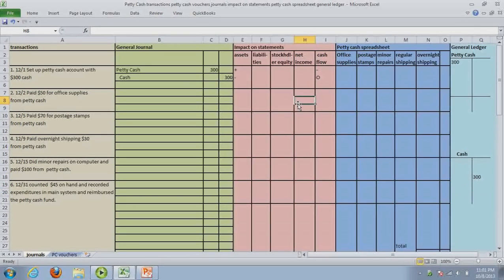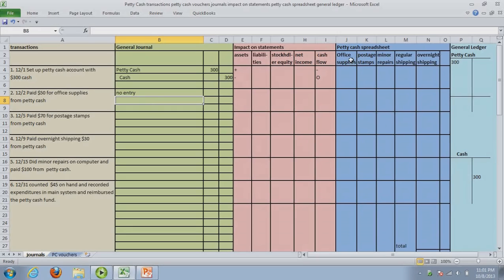Next, we are starting to pay money from the petty cash fund. We bought $50 of office supplies, so we're very used to journalizing, but here you're going to have to break the habit. There is no entry, so I'll just remind us of that, and no impact on the statements because it's going into the petty cashier's own records.